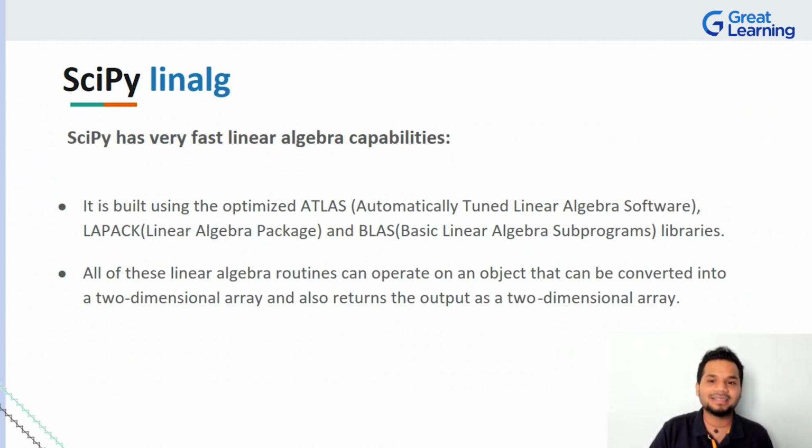Now, this sub package is actually built using something called Atlas. Atlas is absolutely fantastic. It stands for Automated Tuned Linear Algebra Software, and LAPACK. LAPACK basically stands for Linear Algebra Package, and BLAS, it stands for Basic Linear Algebra Subprograms. Now, this is one library that is built using all 3 of these other optimized libraries out there. And if you can already think, just look at the naming. It seems like this is extremely complex, right?